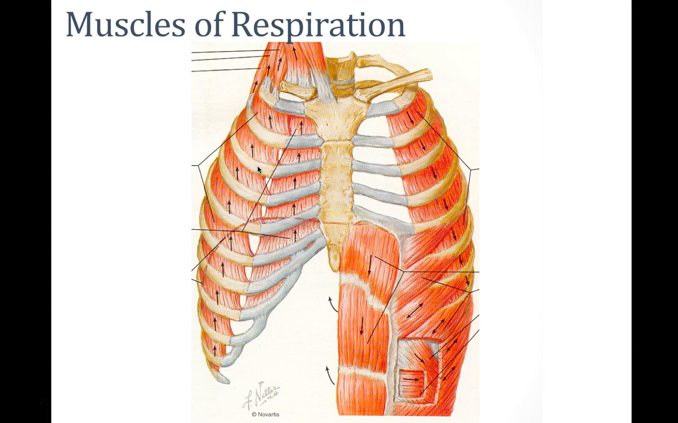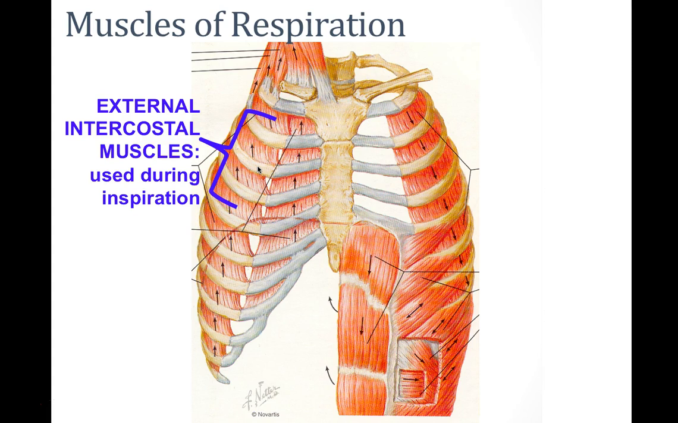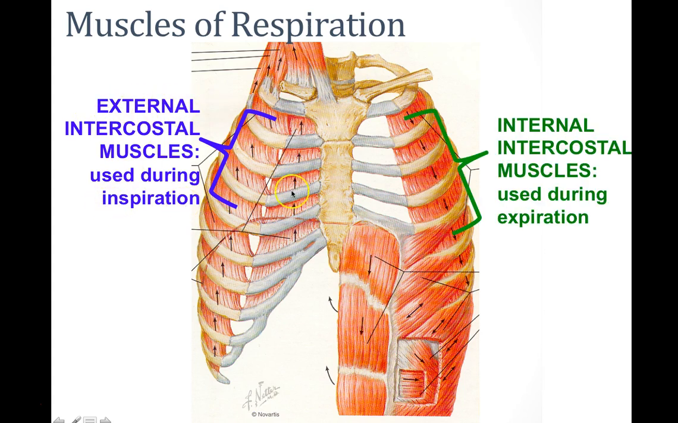So next we'll discuss the muscles of respiration. So you could see that these muscles are found in between the ribs. So we call these your intercostal muscles. Now these muscles that are found more on the lateral aspect of your rib cage and have fibers that move inferior-medially, these are your external intercostal muscles, and these are used during inspiration. So you kind of want to think the opposite action of what you would expect. External causes inspiration, whereas your internal intercostal muscles are going to be used during expiration.